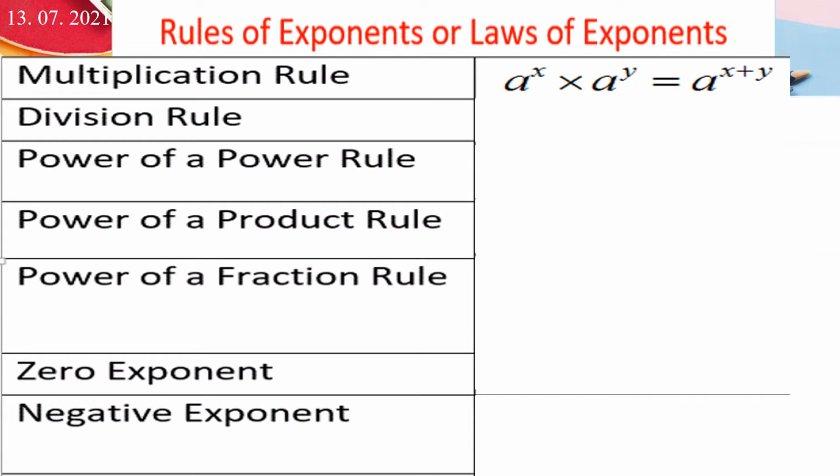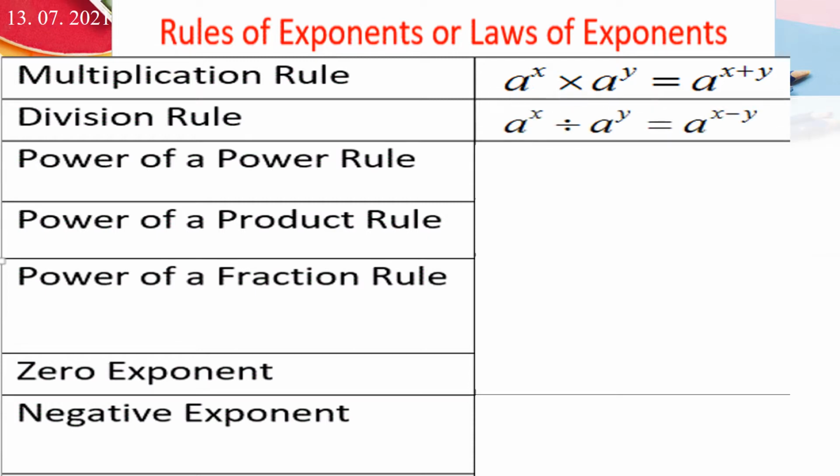Next rule is division rule, which is a power x divided by a power y is equal to a power x minus y. Third rule is power of a power rule. Here a power x is a power, then whole power y is another power. In this case, a power x whole power y is equal to a power xy. Powers are multiplied.